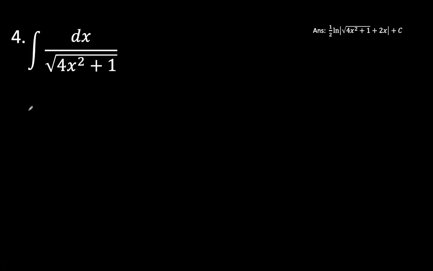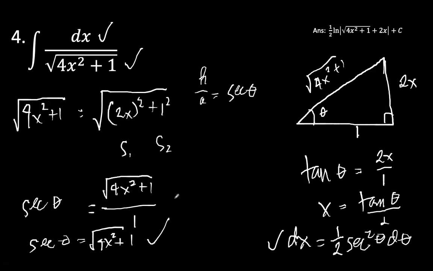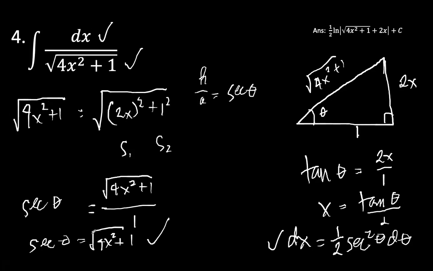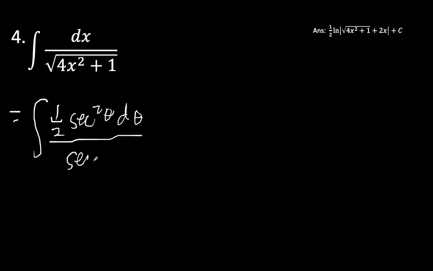Okay, so let's write it here. So that's the integral, where dx is equal to 1/2 of secant squared theta with respect to theta. And again, the expression square root of 4x squared plus 1 is equivalent to secant theta, right? Let's simplify. Since 1/2 is a constant, we can just put that outside the integral, and we can cancel out secant theta. All right, so what we have is the integral of secant theta with respect to theta.